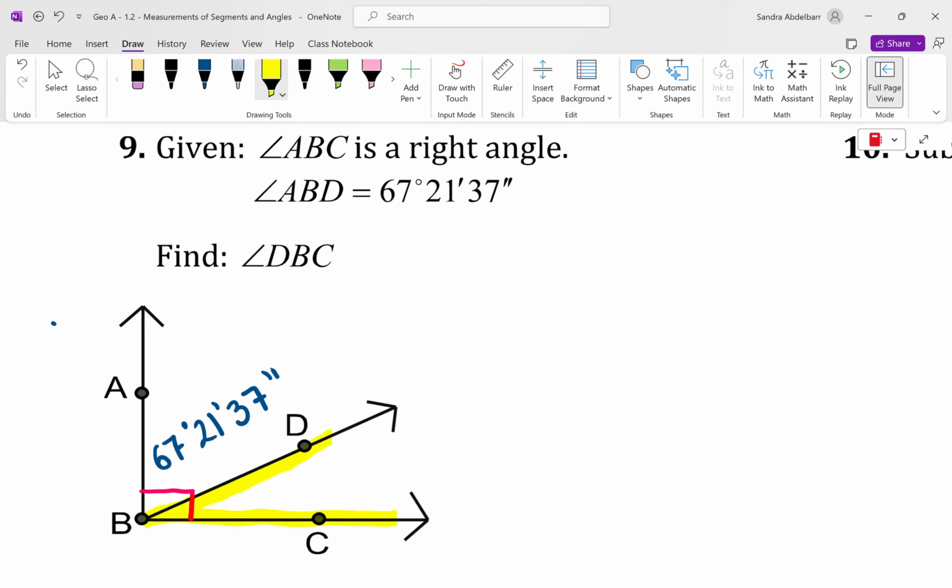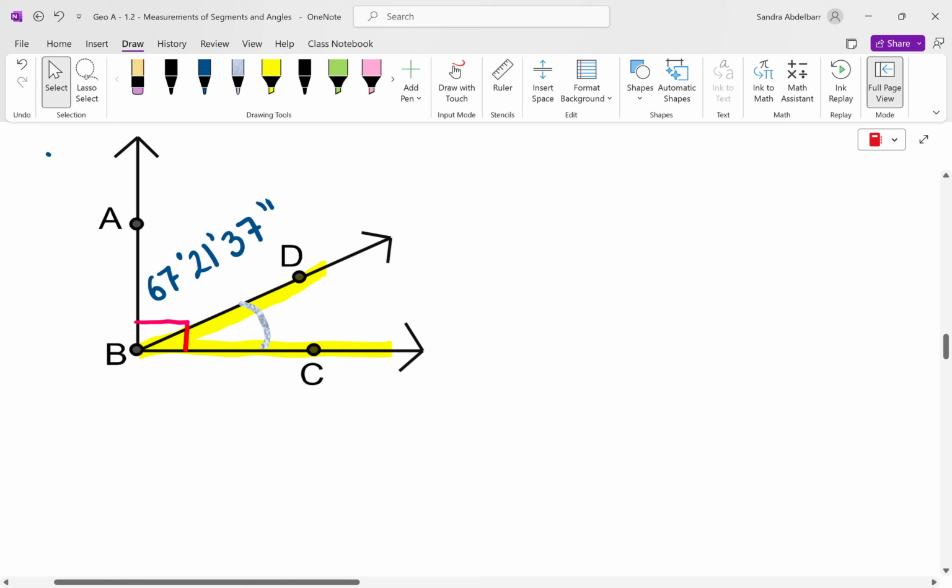Now we want to find angle DBC. See how I traced it? We want to find this angle in here. That's what we want to find. Forget about the 67 degrees, 21 minutes, 37 seconds for a second. If ABC is 90 degrees, the big angle is 90 degrees, and let's say this top angle was 60 degrees. So if the whole angle is 90 and the top angle was 60, what would the bottom angle have to be?